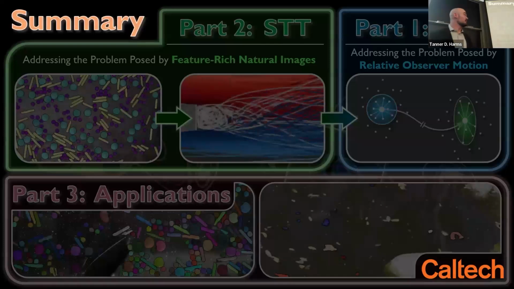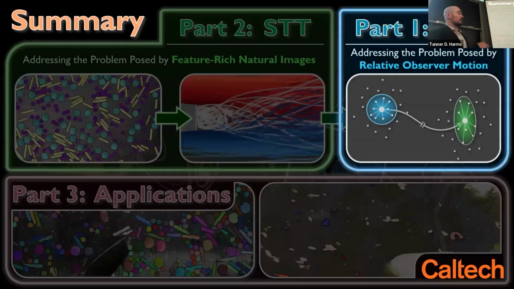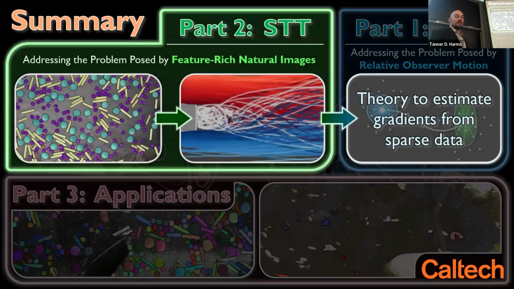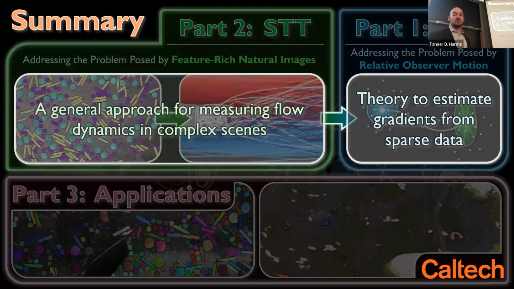Let's summarize. So the first thing that we did is we talked about Lagrangian gradient regression. That gave us an answer to the relative observer motion problem. This taught us that there's a theory to estimate gradients from sparse data. We then tried to address the problem of feature-rich images. This taught us a general approach for measuring flow dynamics in complex scenes.